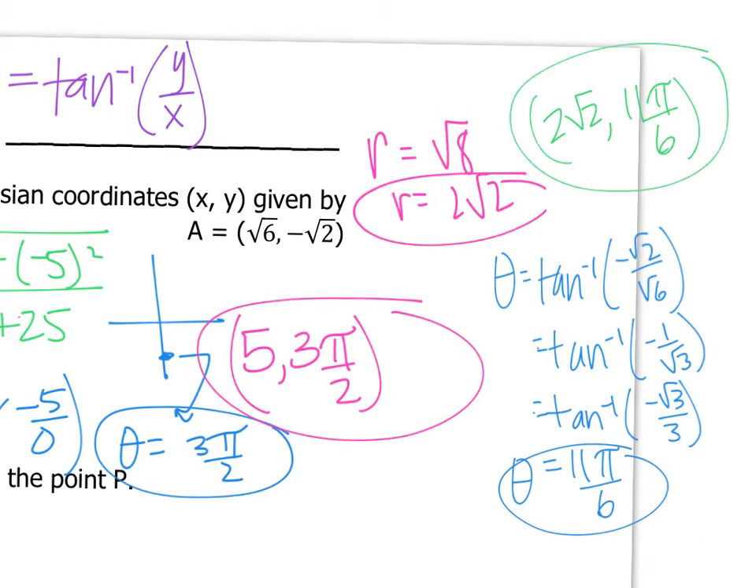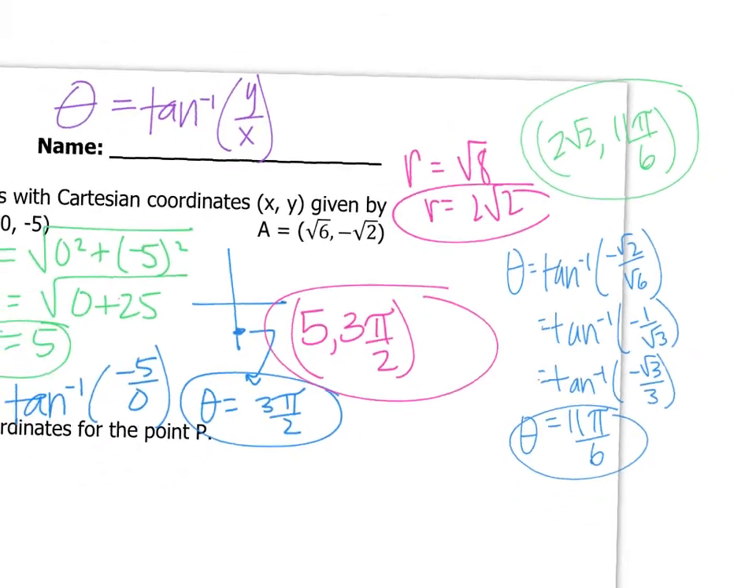So you might be confused on this angle just a bit. We take the y value over the x value. Radical 2 over radical 6 is 1 over radical 3. Then when you rationalize that denominator, that's negative radical 3 over 3. Well, tangent is negative radical 3 over 3 at 11 pi over 6. Okay?